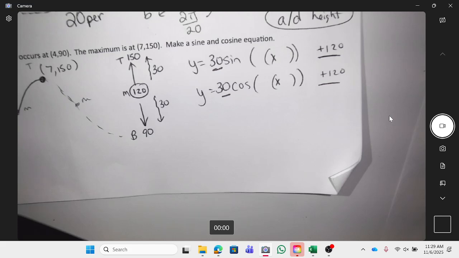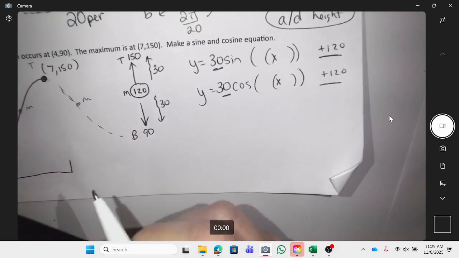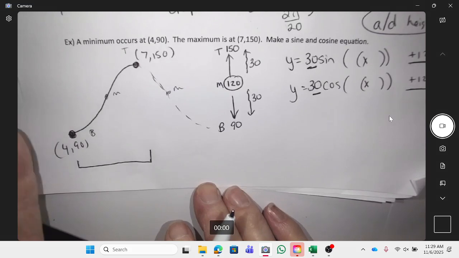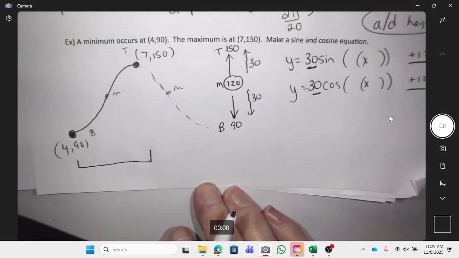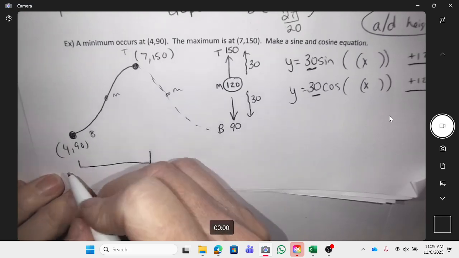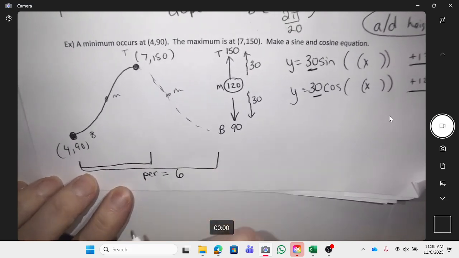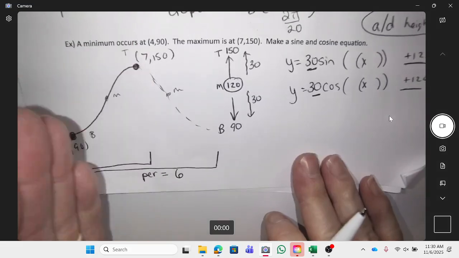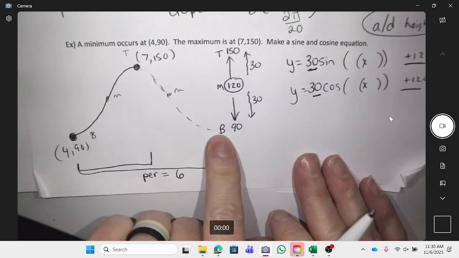Okay, so now let's talk about a period. Here I moved from 4 to 7. So I've gone 3 spaces, but that didn't make me go through a cycle. So can you visually see a cycle or period would be 6 spaces then? Because 4 to 7 moved 3 spaces, but I'm actually going to need to go another 3 spaces to get to the bottom again.